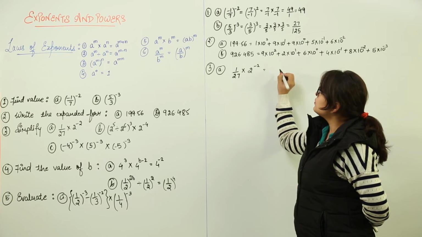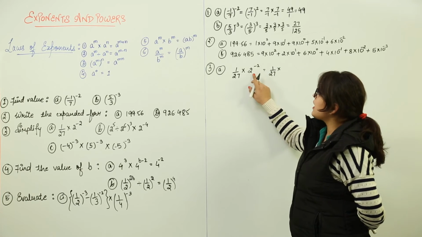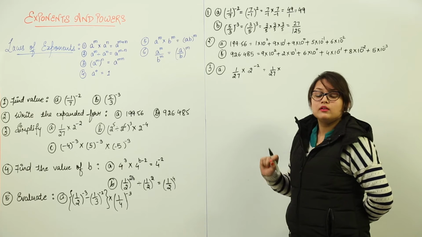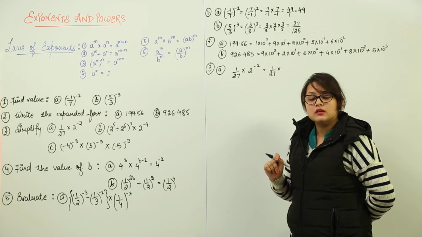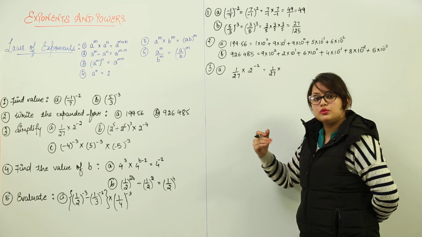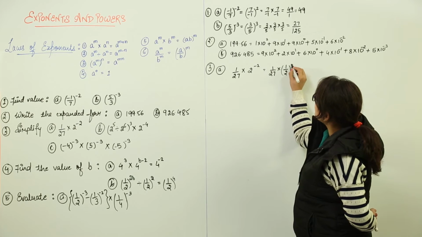Now here we can see 1 upon 27 can be written down as it is, but we have something in the negative exponent, right? So what is the first step that is to be done here? We will reciprocate so that the negative exponent gets converted into the positive exponent. What do we get? 1 upon 2 raised to power 2.